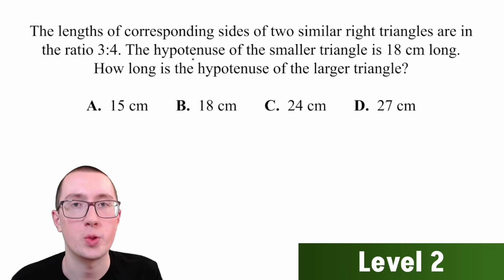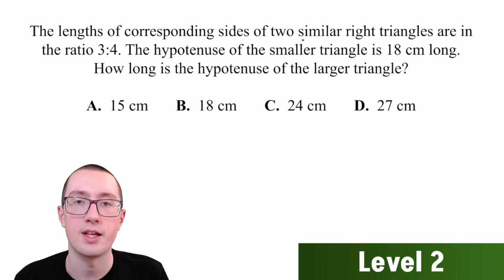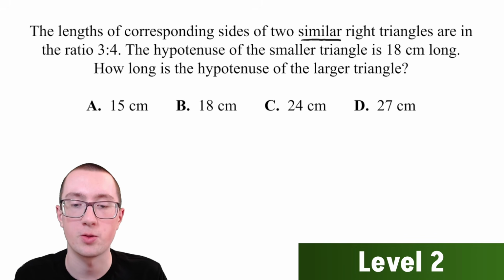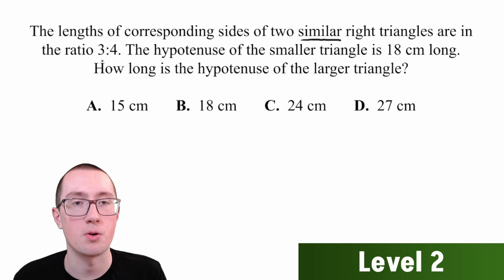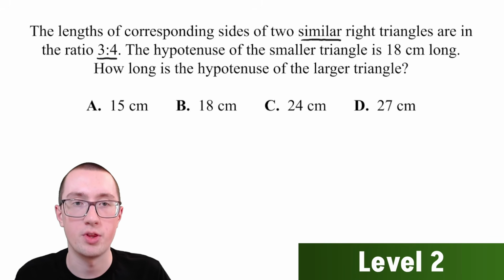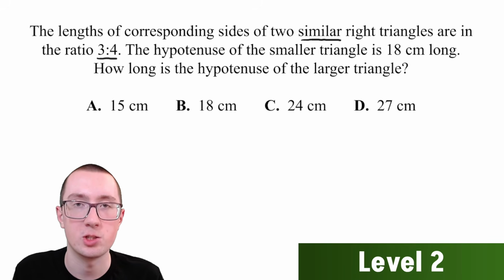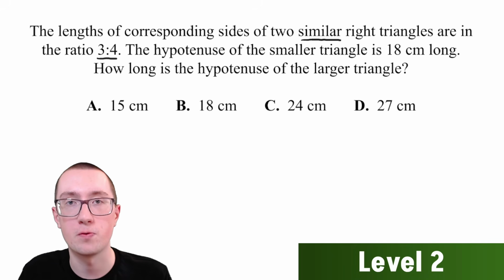But if we just try to focus down on what it's actually trying to say to us, then it's not as hard as it looks. The key word here is that these are similar right triangles. So similar triangles are basically the same shape of triangle, but they're just different sizes. Like one is a bigger version of the other. And it says that the sides are in the ratio 3 to 4. So whenever you see a ratio, that means, for example, if a side of one of the triangles was 3 inches long, then the other one would be 4 inches long.